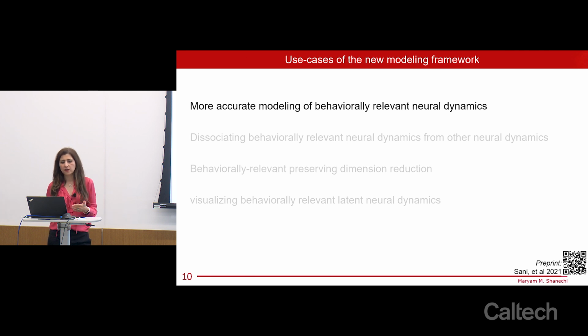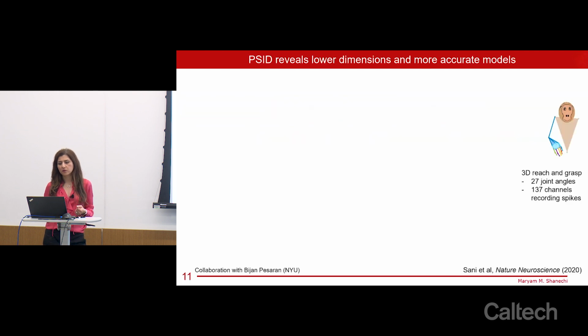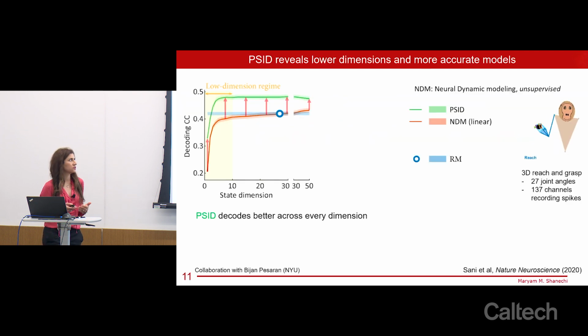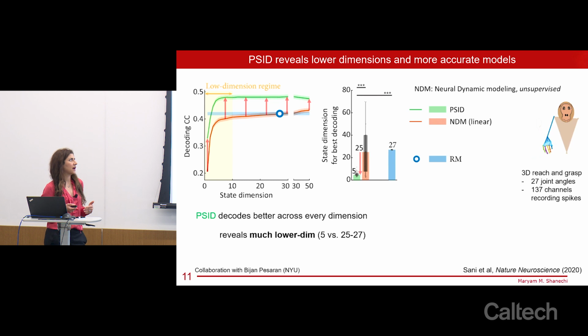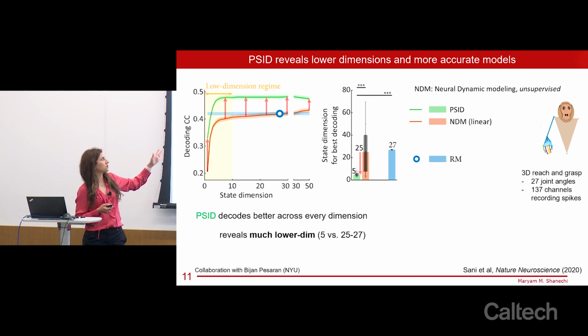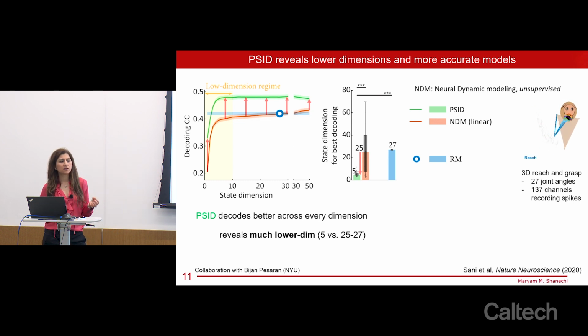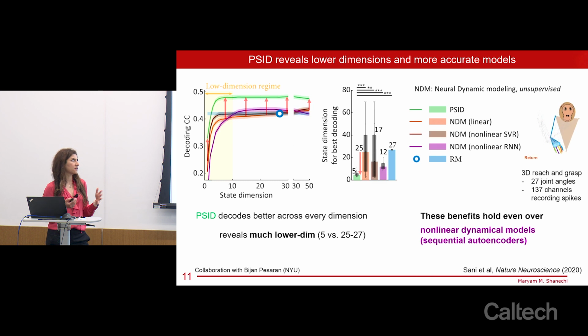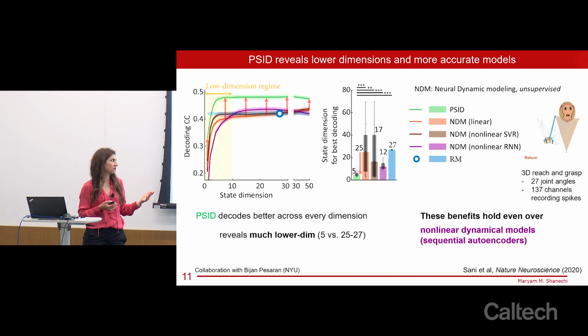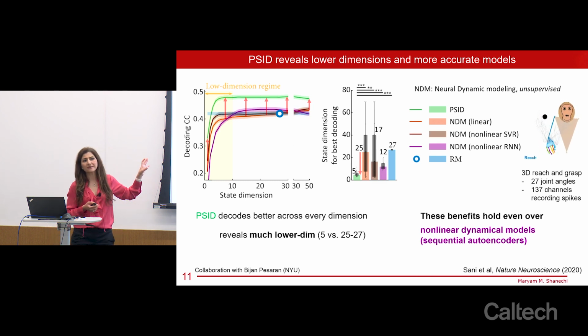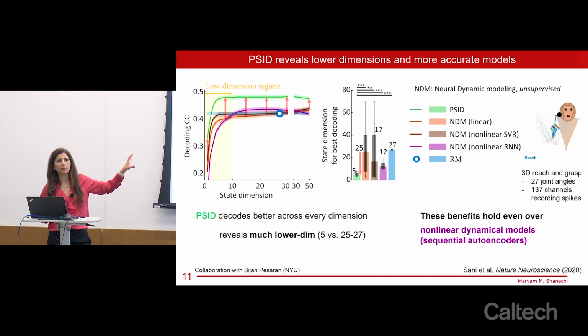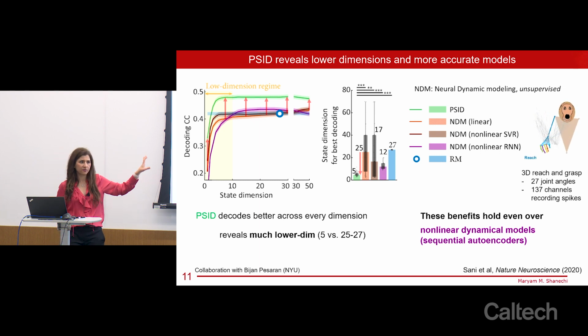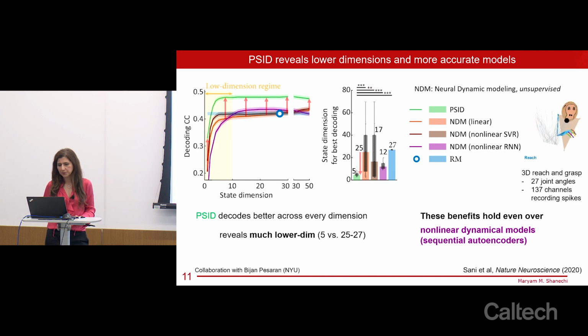So the first use case is more accurate modeling of behaviorally relevant neural dynamics. So this is something I showed you already in the introductory slides. So I showed you that PSID does better decoding of movement at every single state dimension in this reach and grasp neural data set, and can do this better decoding with a lower dimensional state, even compared to nonlinear unsupervised methods. So you will look at this, not in this data set, but in the public data set by the Miller lab and confirm exactly similar results.